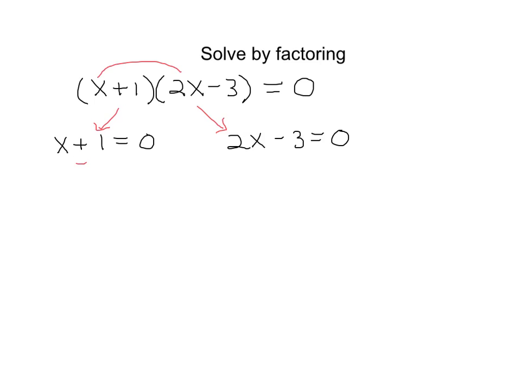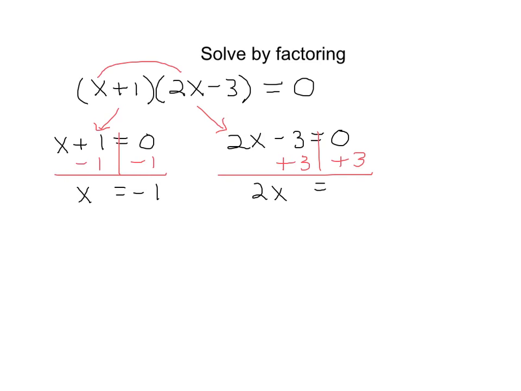So these are pretty basic ones to solve. We'll solve the first one by moving the 1 to the other side and getting us x equals -1. On the other one, we'll first move the 3, giving us a result of 2x equals 3. And then we'll undo the 2 connected by multiplication by dividing both sides by 2. And we get x equals 3/2.